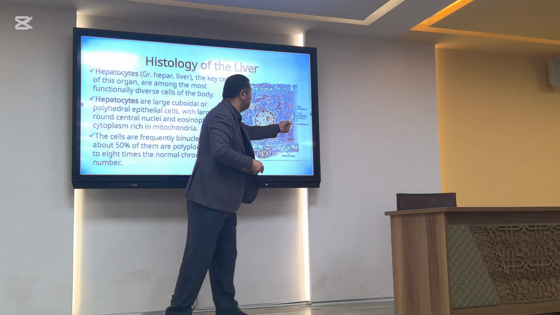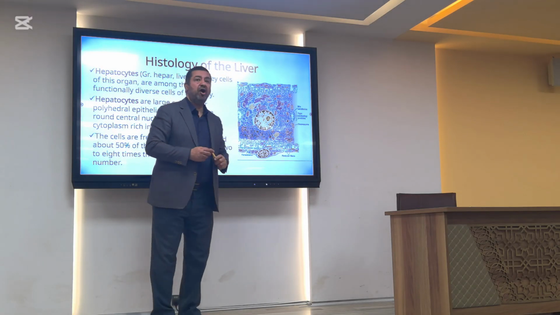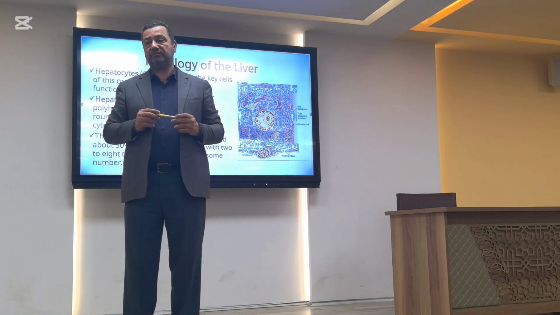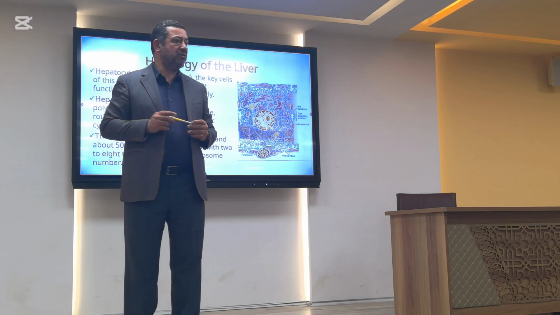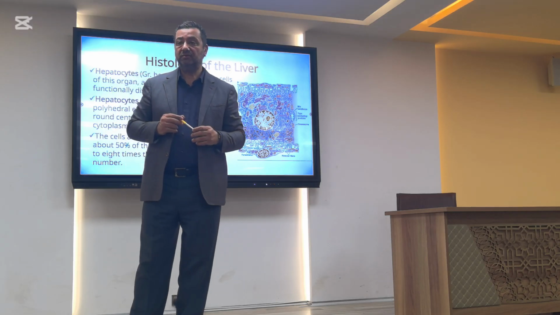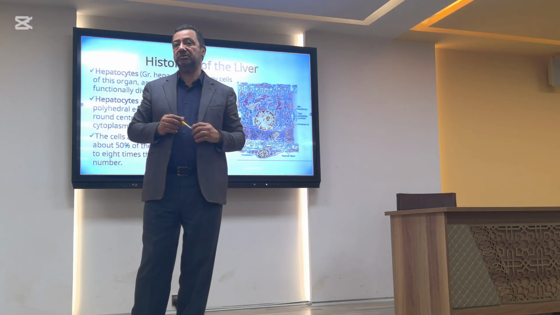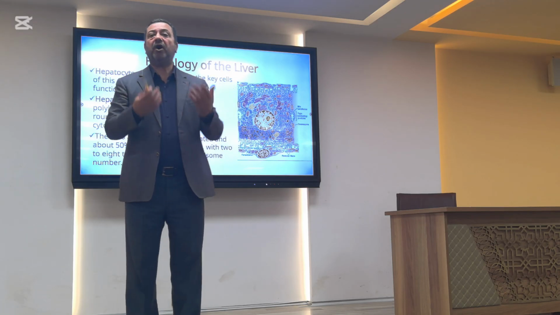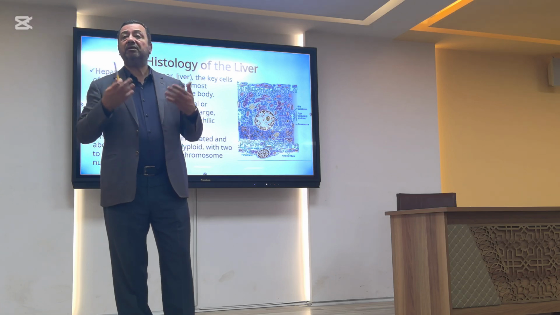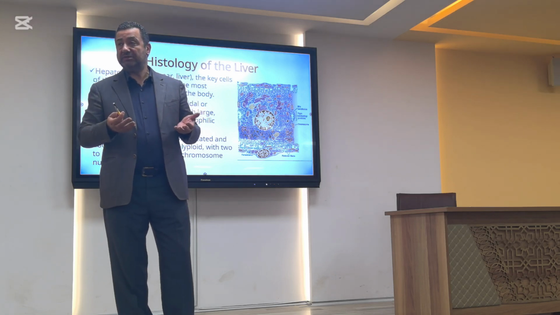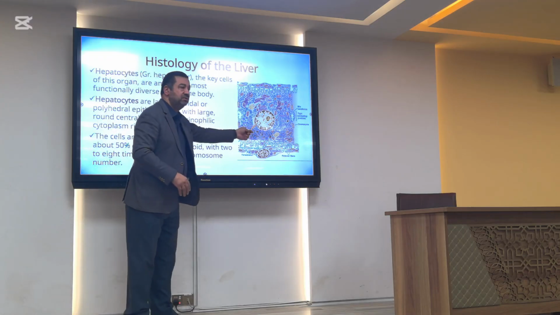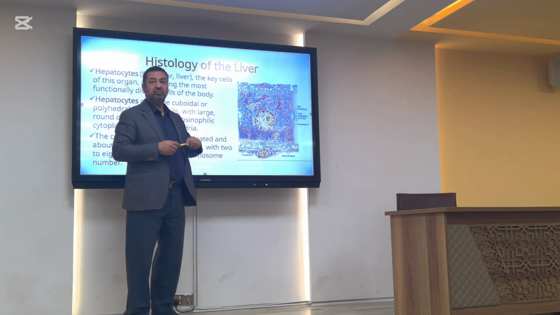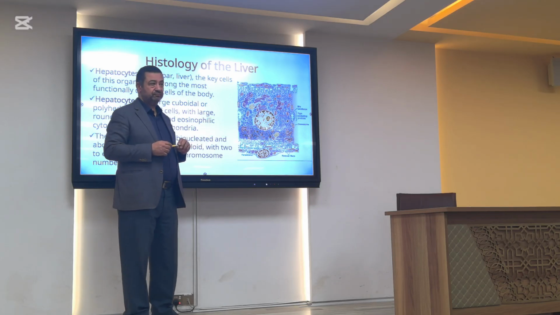This area is called canaliculus. Intercellular canaliculus. I will tell about this canaliculus. Okay? This is the beginning part of the bile system. Secretion of the bile from hepatocyte drains into the canaliculus at first. Okay?